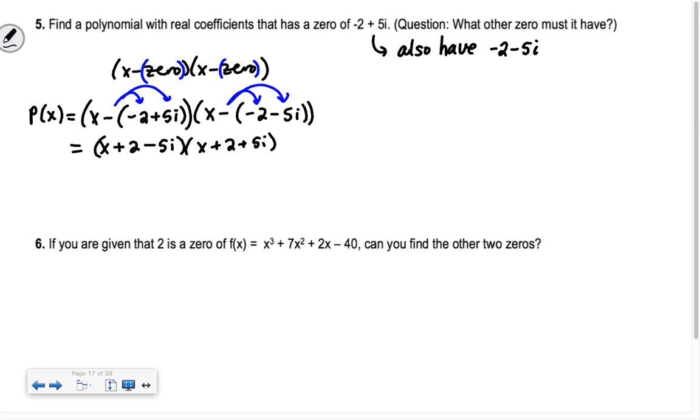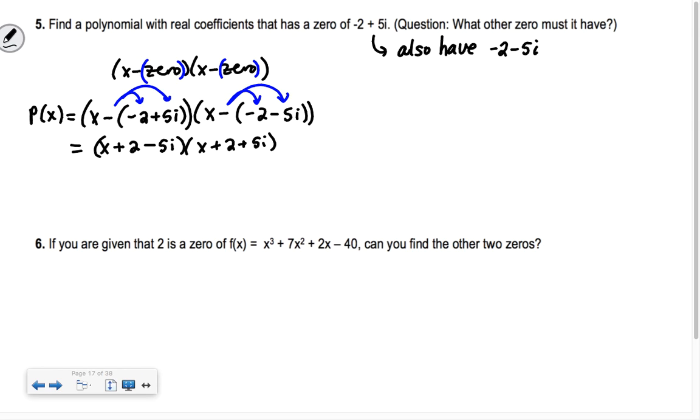The original negative, like the minus? What are you saying? The minus 5i? This negative? Yeah. Because it's always like x minus, like if you had a 0 of -3, remember it's x minus a -3, it was x plus 3. If you had a 0 of 2, it was x minus 2. It's always the opposite of what you had. Like if I told you you had zeros of 5, -3, and 2, you would write x minus 5, x plus 3, x minus 2. That's what we're doing.